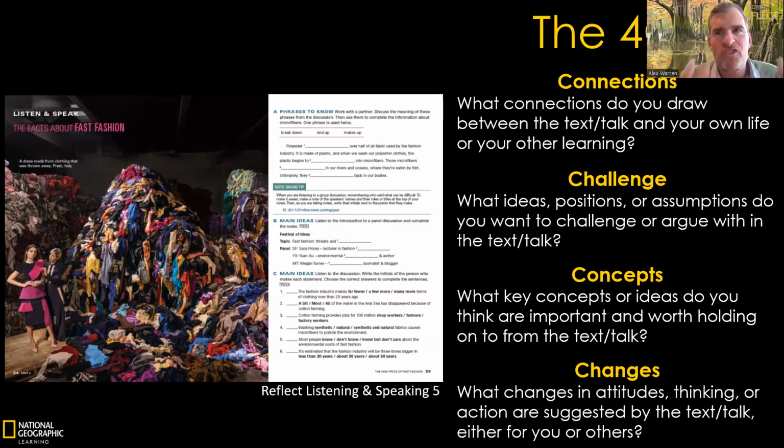In other words, what changes in attitude, what changes in thinking, or indeed action are suggested by the talk, either for you or for others? And maybe what will you do? So in this case, it hopefully makes you think, well, actually, you know what? I should definitely be thinking more carefully about how I consume fashion. So it's really nice layers of discussion. And it's called the 4 C's, but you could just do 2 of the C's if you wanted to, or 3, or even just 1, depending on how long you have in class. But certainly each one could, depending on your class, last a significant amount of time.